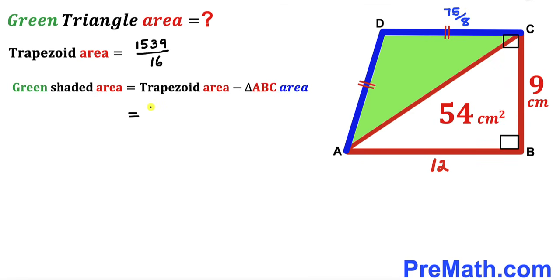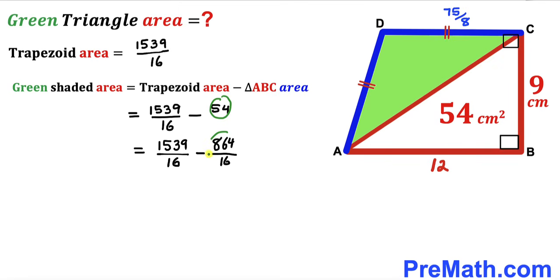So trapezoid area is 1539 divided by 16 minus 54. And in this next step, I can tweak this 54. This could be written as 864 divided by 16. And if we subtract, that is going to give us 675 divided by 16 centimeter square, the area of this green shaded triangle.